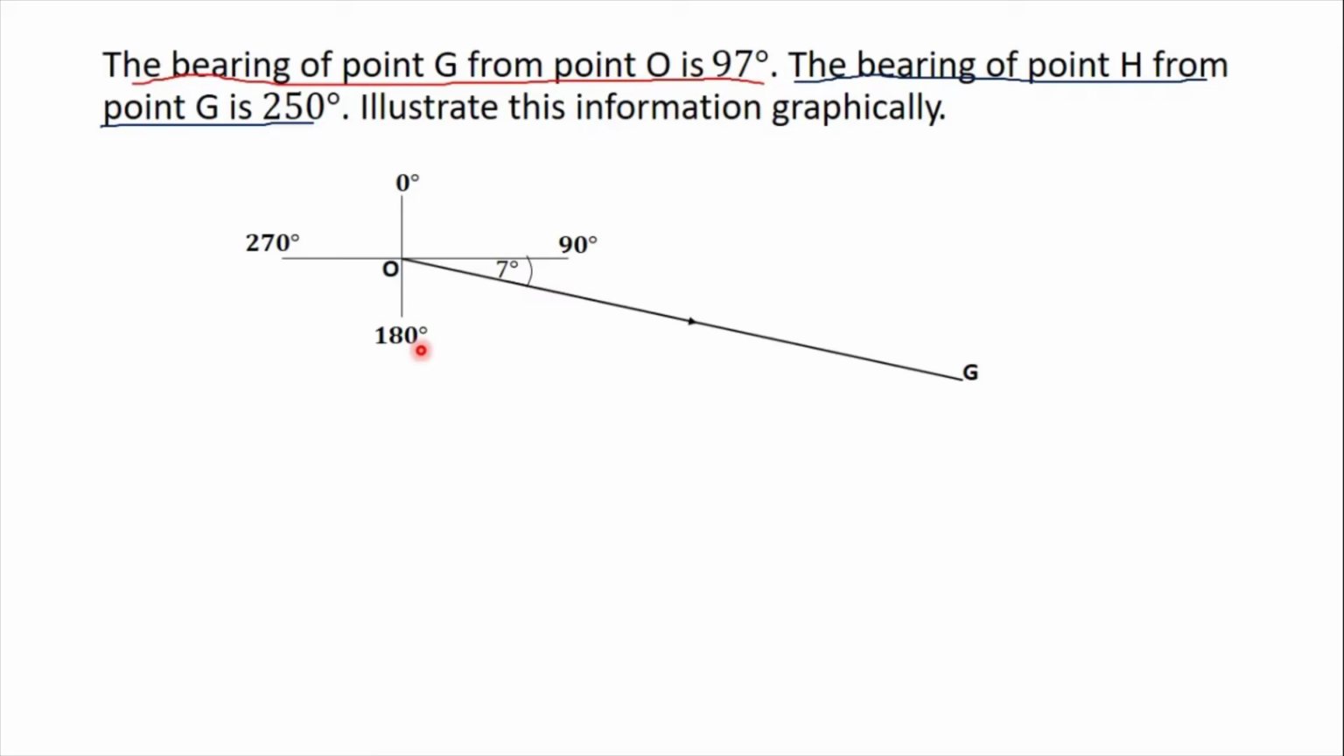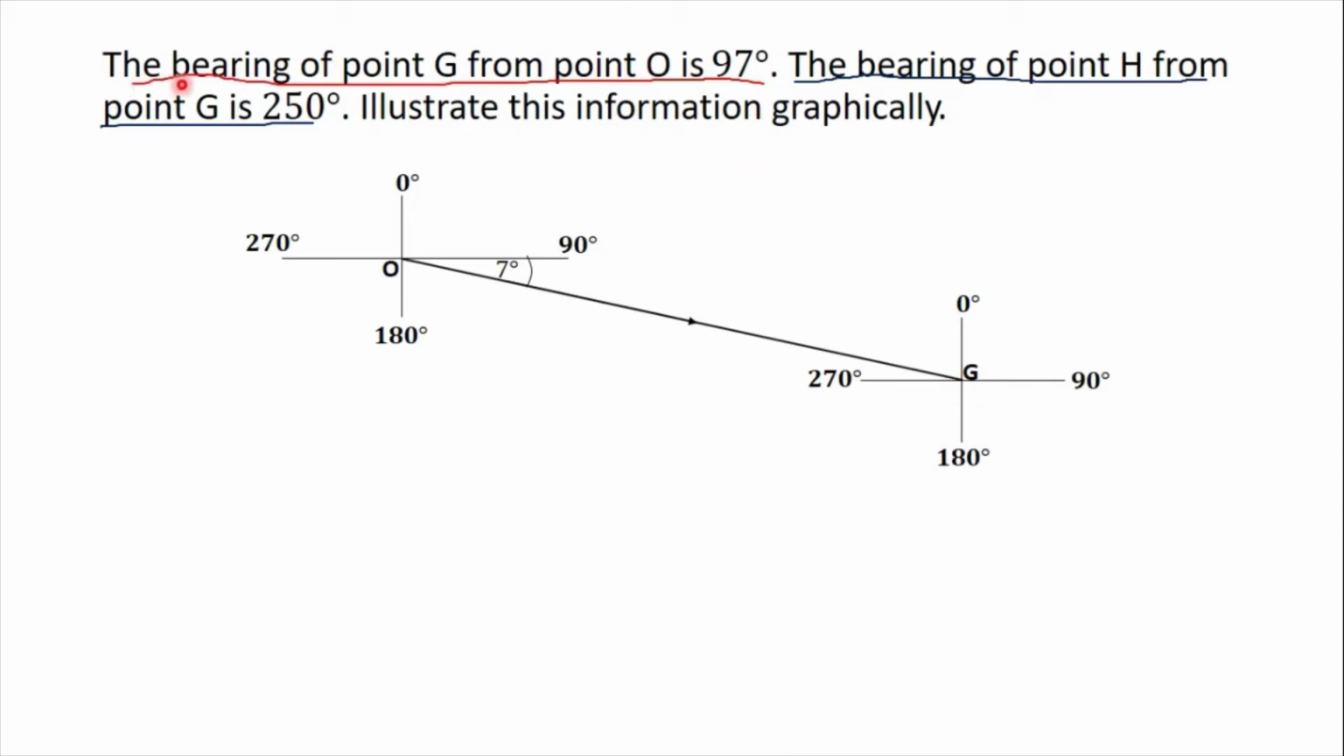The bearing of point H from point G, and that is 250 degrees. So it means that our starting point is point G. That is the point G that we have indicated here. So we draw this diagram here on point G. We draw the horizontal line and the vertical line, and we indicate the angles here on point G because you are going to take the bearing from point G. I hope that is clear.